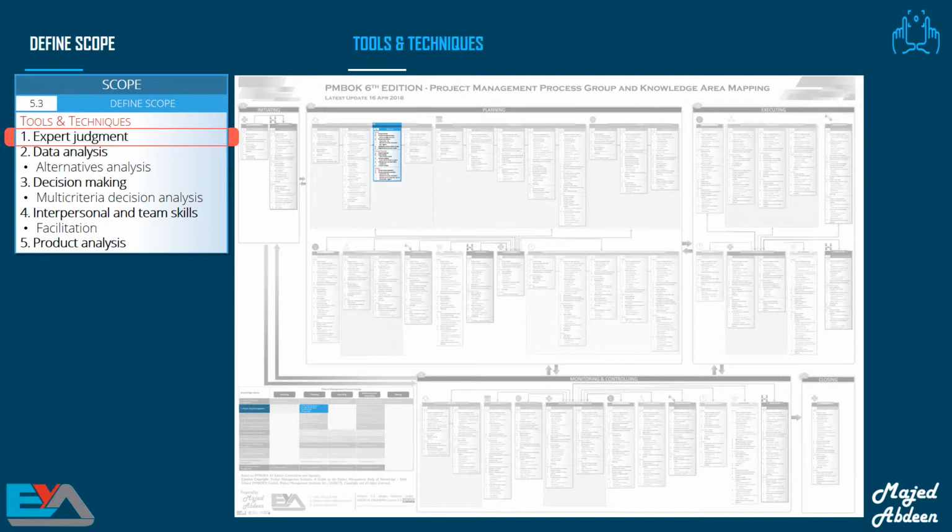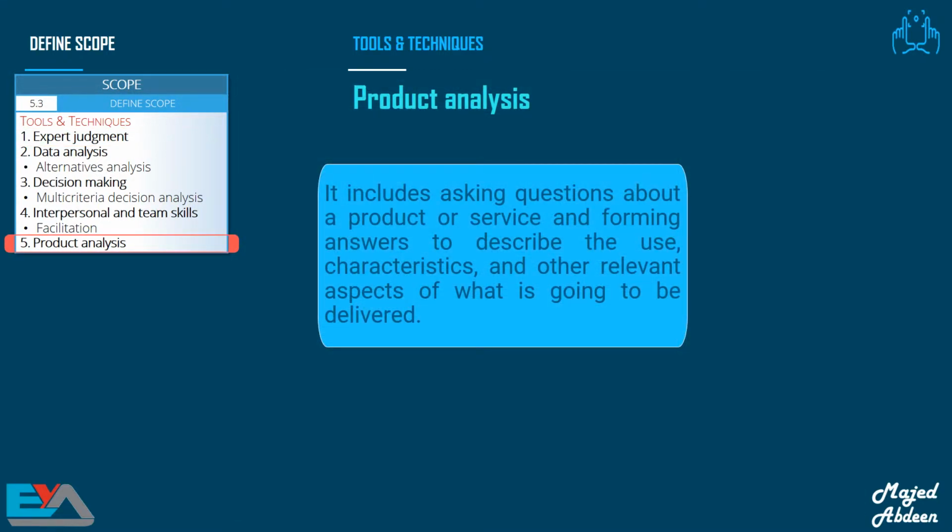And we always need interpersonal and team skills, specifically facilitation. This means holding workshops and working sessions with key stakeholders. We also have product analysis. We will use this tool for this process only. Product analysis is used for projects that have a product as a deliverable. It asks questions about the product and creates answers to describe the use, the characteristics, and other relevant information about what's going to be made.